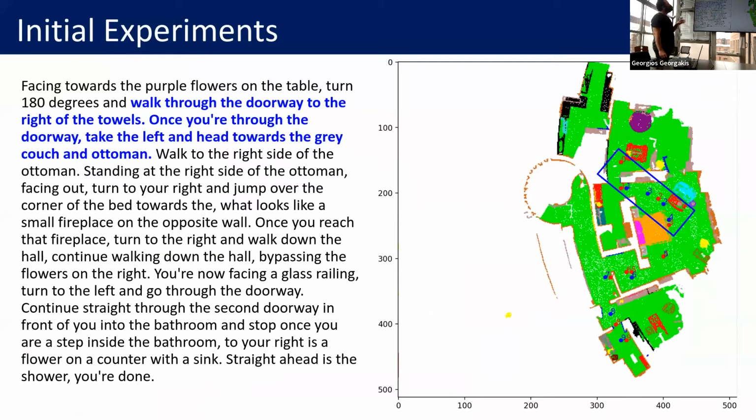So this is one qualitative example I wanted to show. Here I highlighted a part of the instruction, for which I also put a blue rectangle. The instruction says: walk through the doorway to the right of the towels. Once you're through the doorway, take the left and head towards the gray couch and ottoman. We can see that the model is predicting waypoints that reflect that. In this case, you can see the couch in this cyan color, and the ottoman in this purple color, and this is the table that is being referred to as well. So this is basically just the first few waypoints in the instruction, and this was a good prediction.